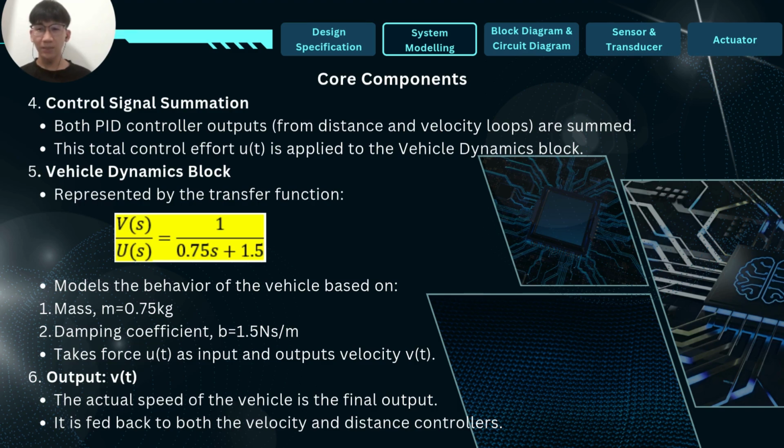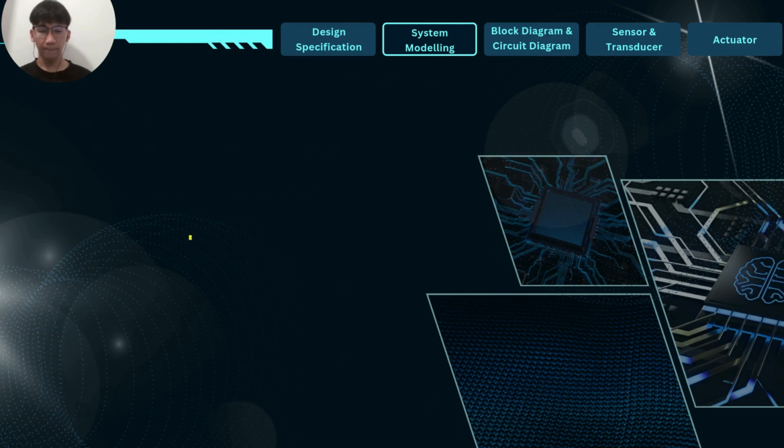The system is represented by a first-order transfer function, where G(s) equals 1 over 0.75s plus 1.5, where 0.75 kg is the mass and 1.5 newton-seconds per meter is the damping coefficient. The output of this block is the actual vehicle speed Vt. This value is continuously fed back to both PID loops, allowing the system to make real-time corrections. So in simple terms, the controller acts as the brain, Ut is the decision, and the dynamic block is the body responding, making sure everything stays smooth and accurate.